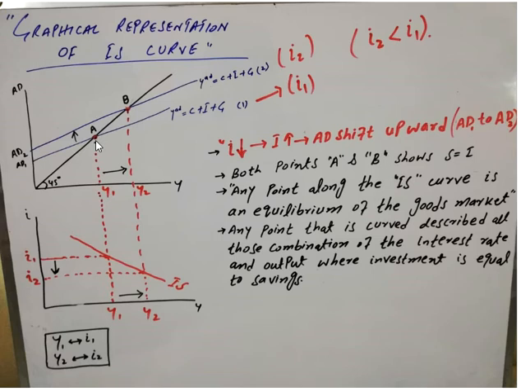We draw both these points below this diagram. On the y-axis we have taken I, and on the x-axis we have taken Y. We draw these 2 points, and when we join them they give us the IS curve. As we said earlier, I2 is less than I1. So when the interest rate decreases, investment increases and income also increases. This is the graphical representation of the IS curve. Now let's discuss the graphical representation of the LM curve.